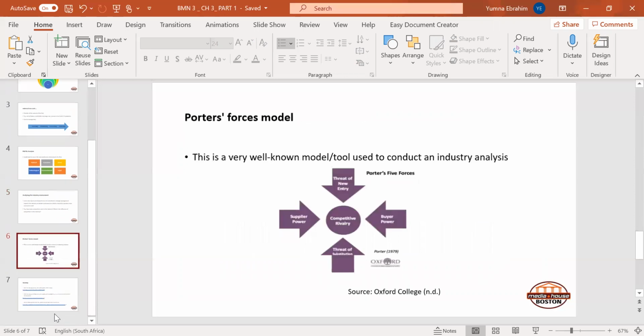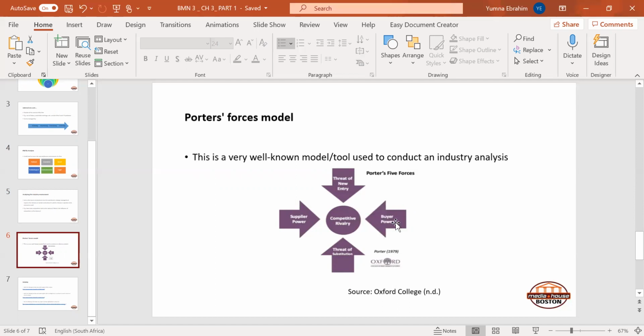Okay, so a model for industry analysis that's very well known is known as the Porter's Forces model. This was created by Michael Porter quite some time ago, but yet remains a very valuable tool for industry analysis. So if we look at this diagram, we see these tenets. What is the threat of new entrants? So is it an industry where new entrants can easily enter?